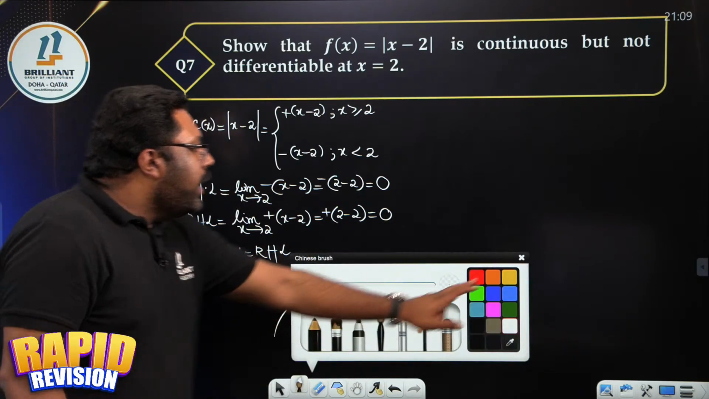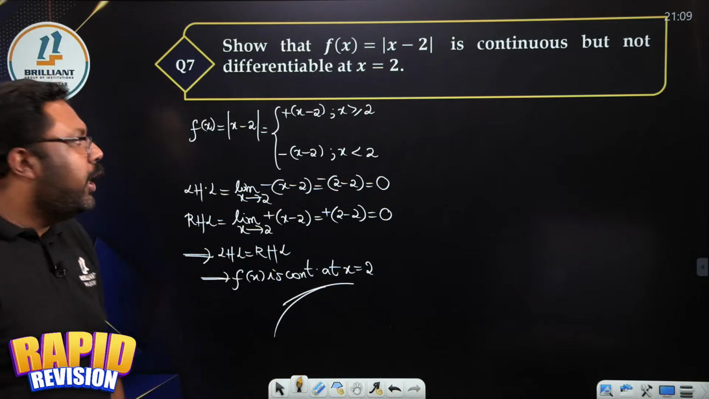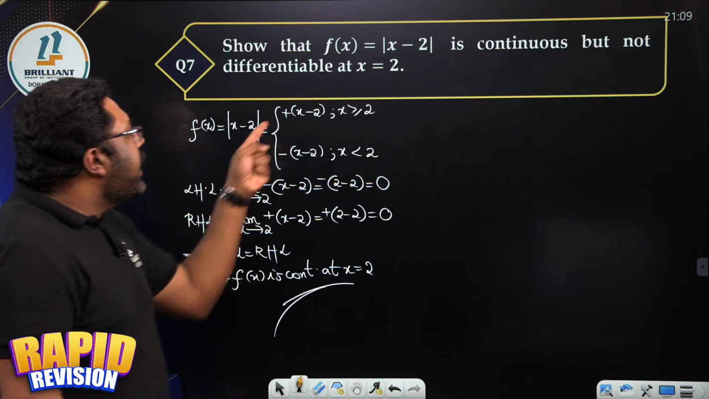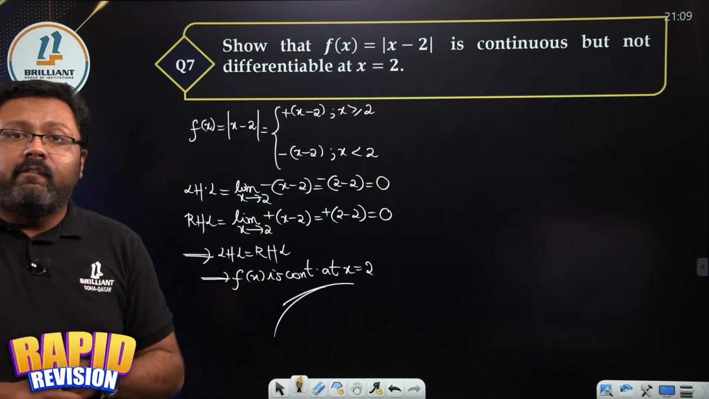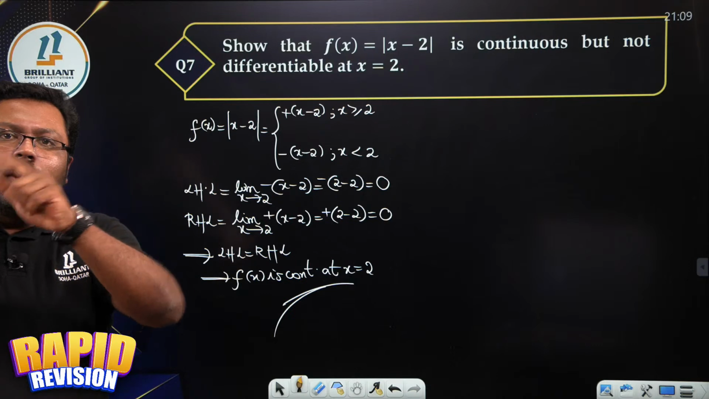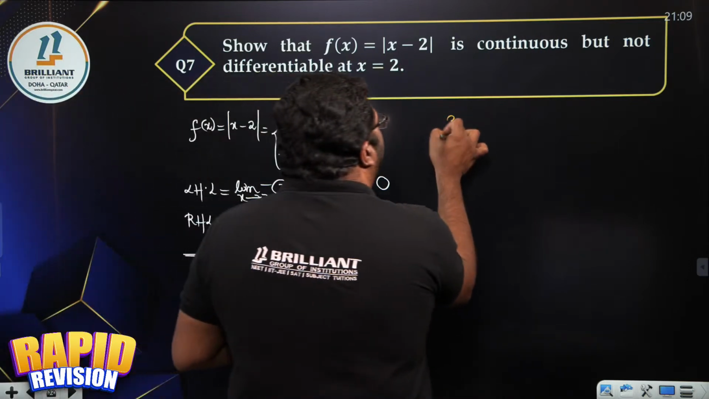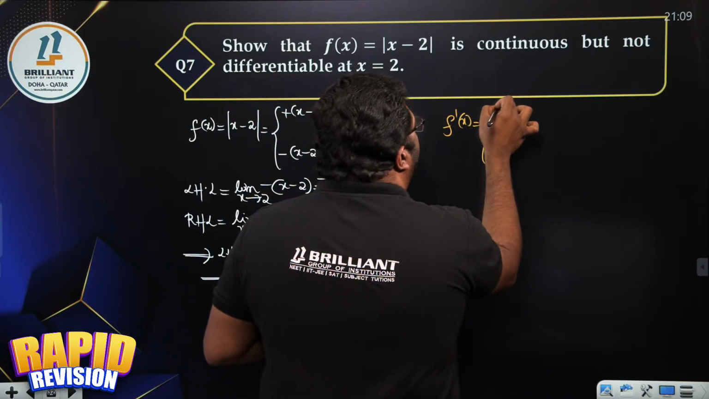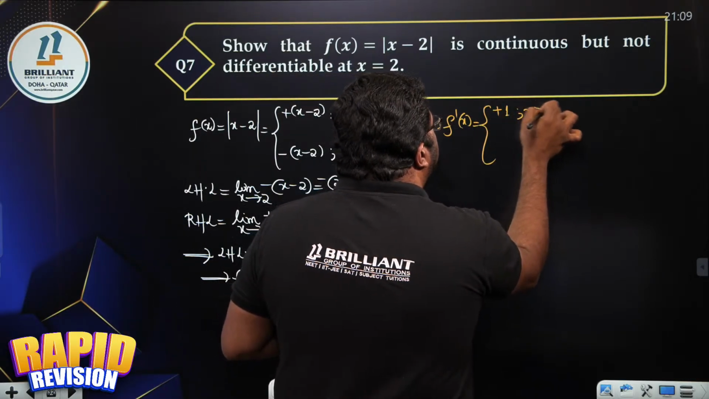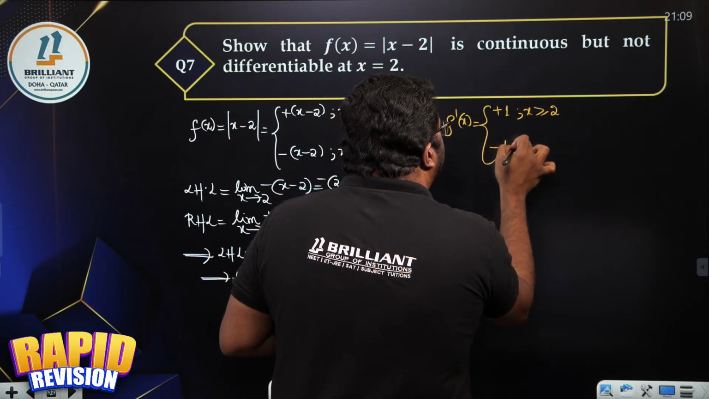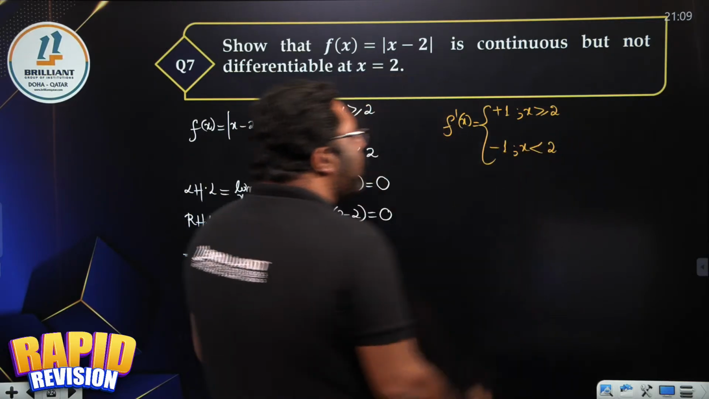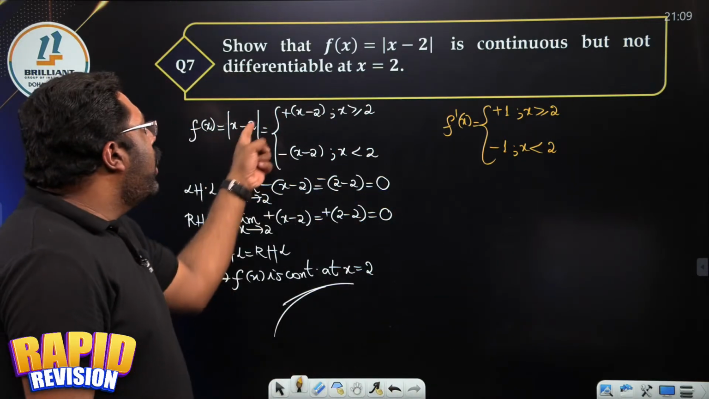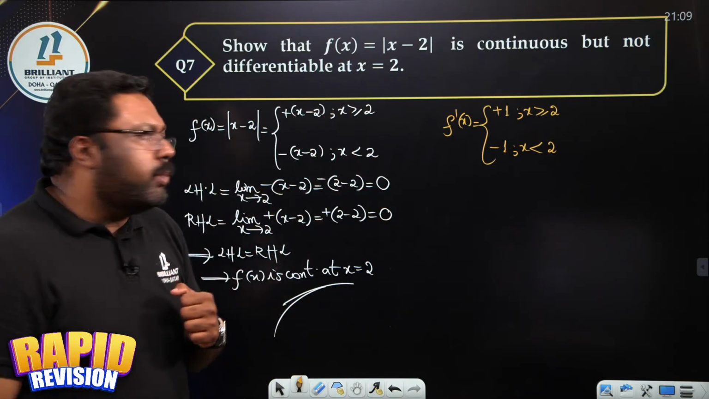Next one, I want everybody to listen to this methodology I'm going to tell you. I'm analyzing each part of this piecewise function. I can see each of them is a polynomial, which is differentiable. Every polynomial is differentiable, so I can confidently say that the derivative of f of x is positive 1 if x is greater than or equal to 2 and negative 1 if x is less than 2. I am straight away taking the derivative of the function because polynomial functions are differentiable.